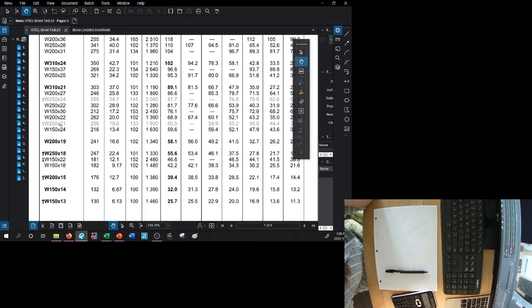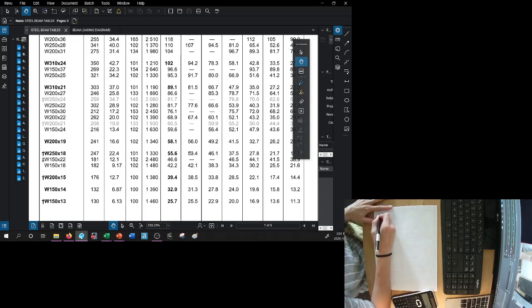That works. W200 by 21 works for moment, shear, and deflection, but W200, even though it's shallower, it's heavier. That one's going to be 21 kilograms per meter, and this one's going to be 18 kilograms per meter. Seems like we've got a winner right here.